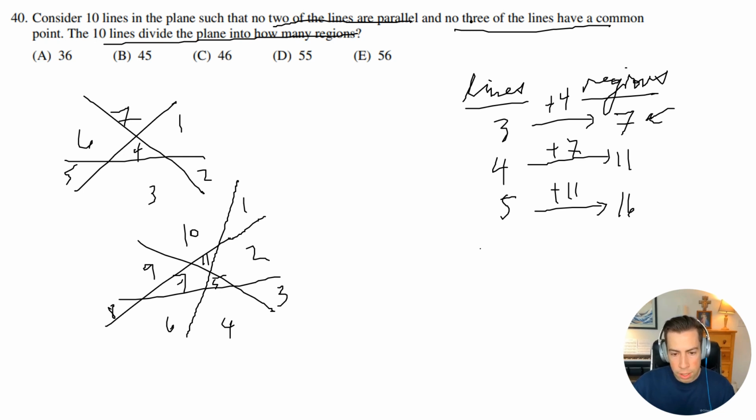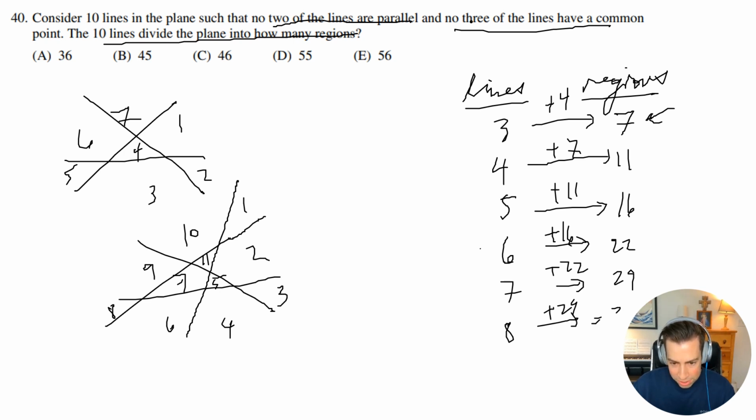So I would have 6 plus 16 gives me 22. I'll then have 7 plus 22 gives me 29. I'll have 8 plus 29 gives me 37. And then I'll have 9 plus 37. Whoops, sorry, it's getting a little messy. That's going to be 46. And then 10, wait a second. Did I do that correctly?